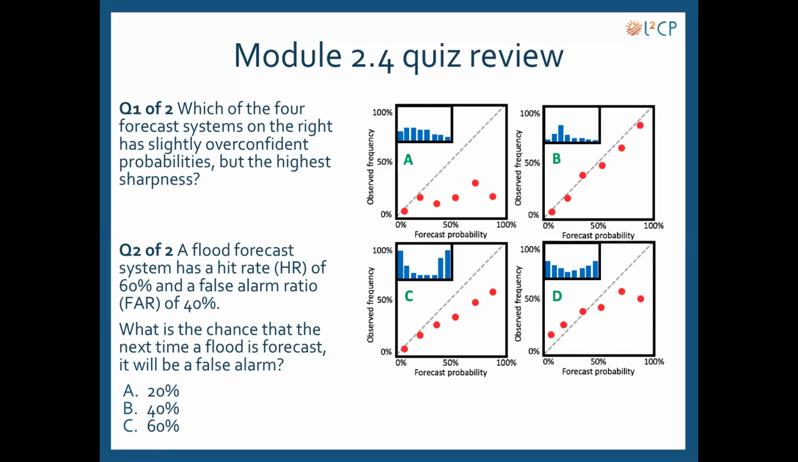And then question 2 is about hit rates and false alarm rates. Question 2 is, a flood forecast system has a hit rate of 60% and a false alarm rate of 40%. What is the chance that the next time a flood is forecast, it will be a false alarm? Is it A, 20%, B, 40%, or C, 60%?